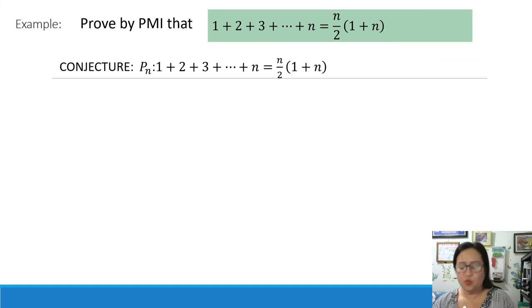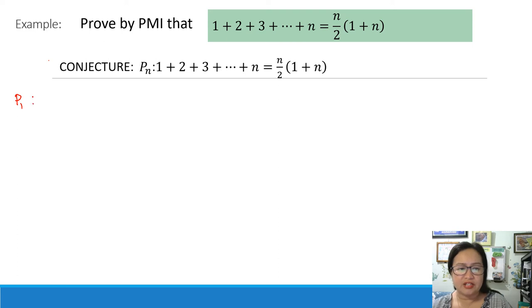Now we have the first step, which is the verification step, wherein we have to prove that the conjecture is true when n is equal to 1. So if we have P sub 1, that means we will have n is equal to 1.